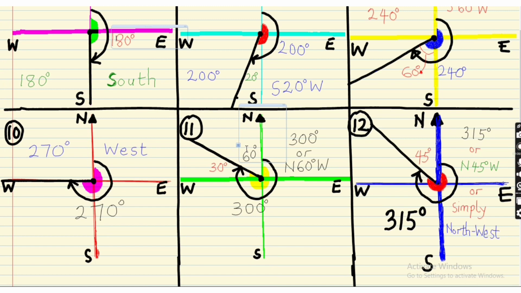Okay, finally we can look at number 12, where we have 45 degrees backward. That is directly between north and west. That is 45 degrees in between north and west. So we can simply call that angle 315 degrees, or in compass bearing form we can call it north 45 degrees west, or simply northwest. Northwest, that's directly between north and west. So that's how you go about it.